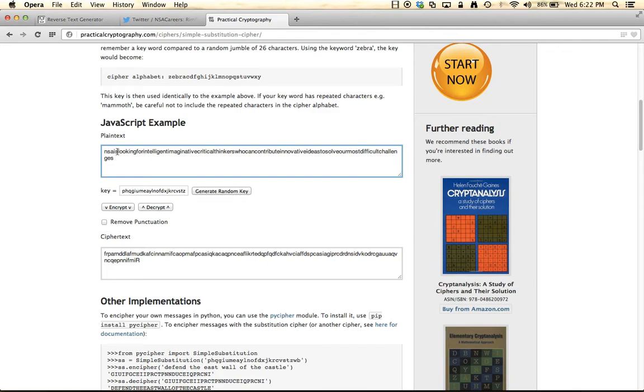NSA is looking for intelligent, imaginative, critical thinkers who can contribute innovative ideas to solve our most difficult challenges. And there you go. Challenge 2 for Mission Monday from NSA Careers. Thank you.